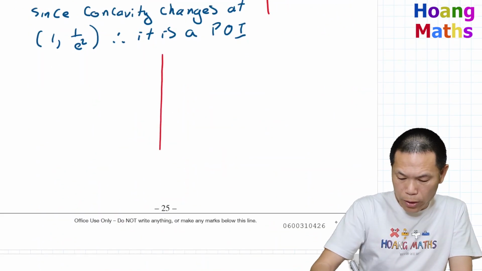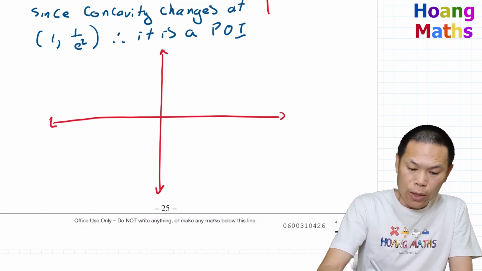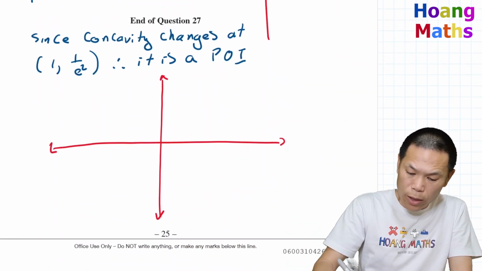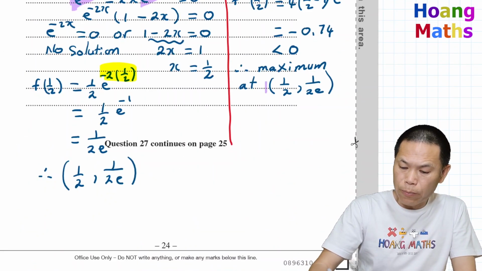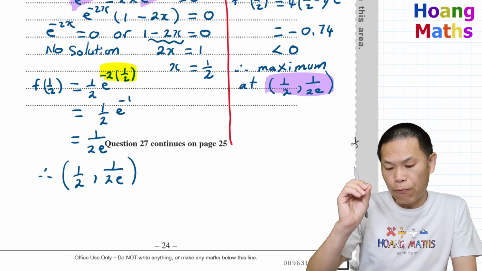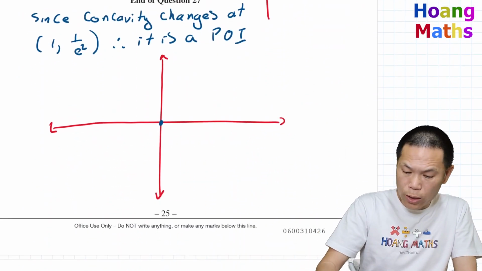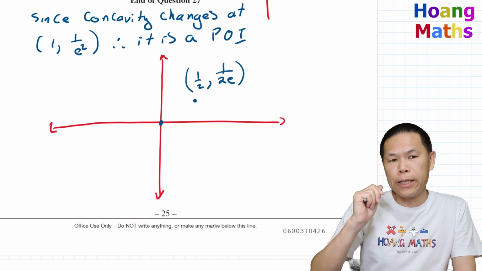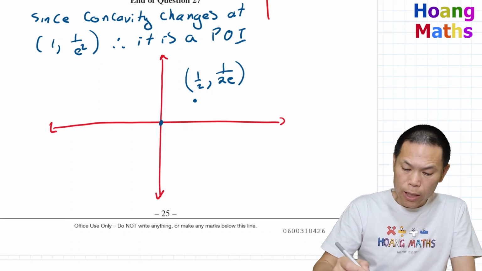Let me just quickly draw it on here, okay? Of course, you have to have a ruler and everything. So we have the turning point. Let me just write the x and y-intercept first at (0, 0). And the turning point, this is the stationary point, the maximum turning point, if you like, at a half, 1 over 2e. So a half, 1 over 2e is roughly here. 1 over 2e, 2 times e is just roughly 6, so 1 over 6, just roughly, okay? And it's a maximum.